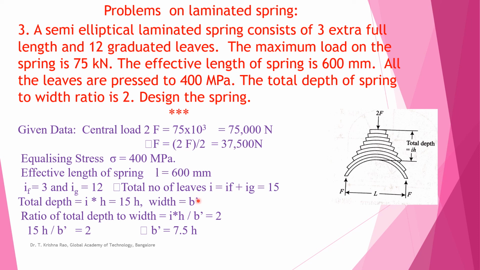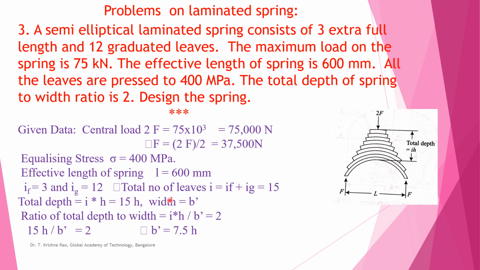Everything else is the same. What you should understand is what is meant by the total depth. Total depth is from here to here. Suppose there are 10 leaves here, each one is h plus h plus h and so on, so total depth is 10h. Suppose 5 leaves are there, it will be 5h. Always remember, total depth is I, the number of leaves, into the thickness of each leaf h. In this problem, we have 15 leaves, so total depth is 15 into h.